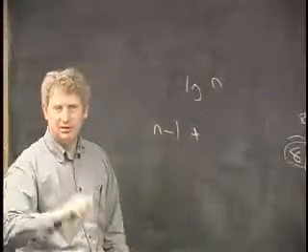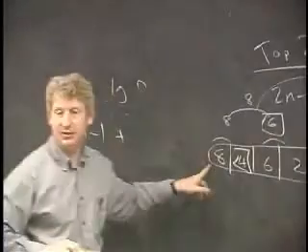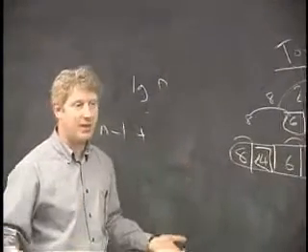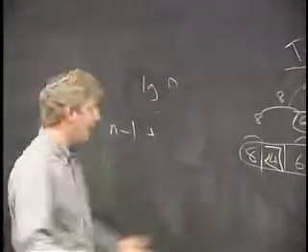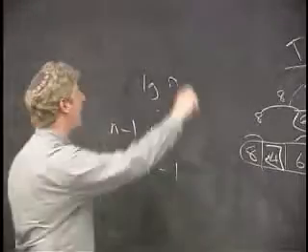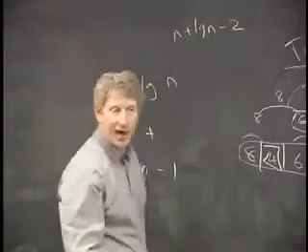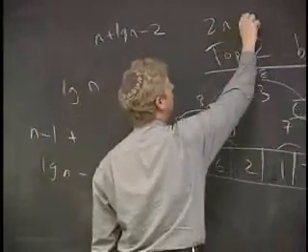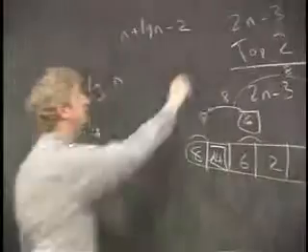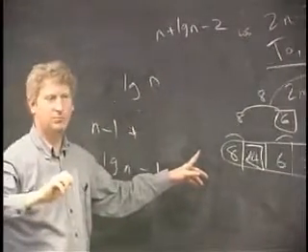Plus, what's the next stage? You've got log n possibilities. You've got to find the maximum in that list. So log n minus 1, just like we did before. The total time is n plus log n minus 2 comparisons, compared to 2n minus 3. Who understands this algorithm so far? No one?